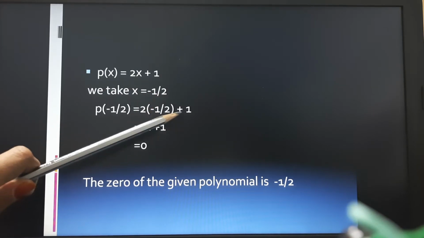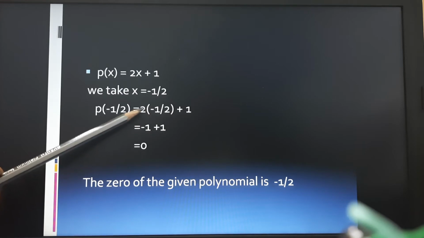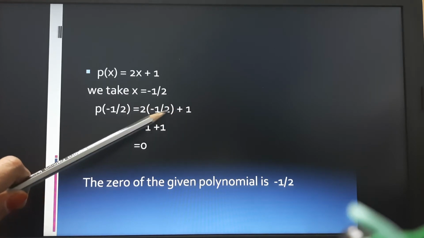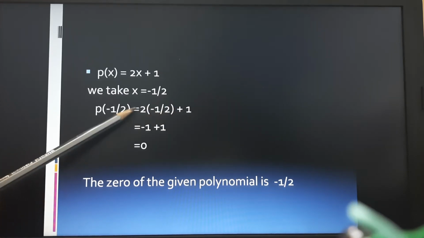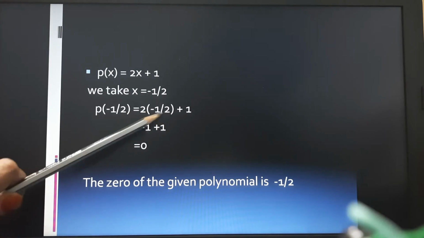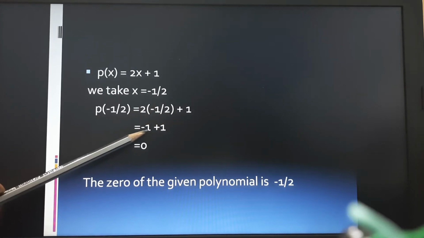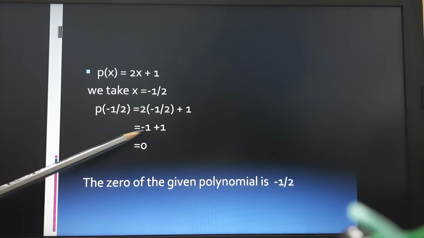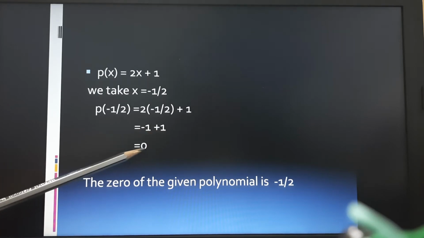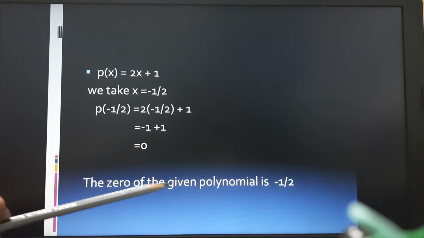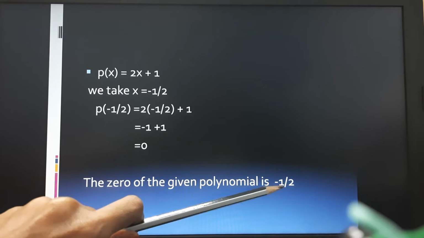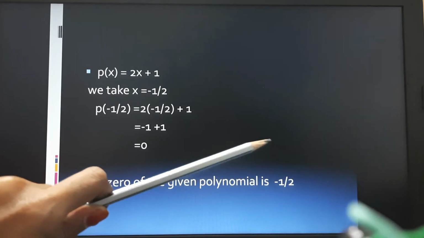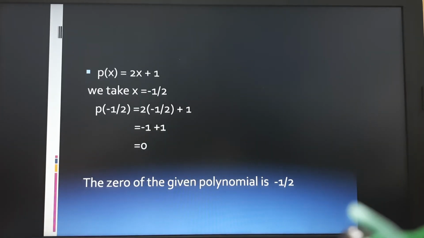2 into minus 1 by 2 plus 1. Here 2 is in numerator, this 2 is in denominator. 2 gets cancelled and remaining what here? Minus 1. So minus 1 plus 1. Minus 1 plus 1 becomes 0. So the value becomes 0. So we can say that the 0 of the given polynomial is minus 1 by 2. Right? So now we'll have the second one.